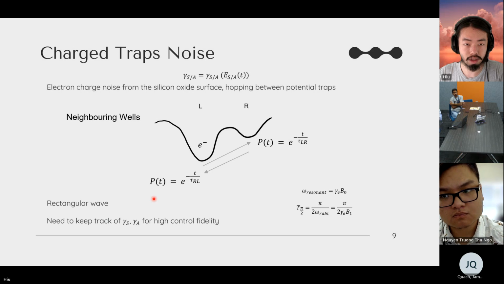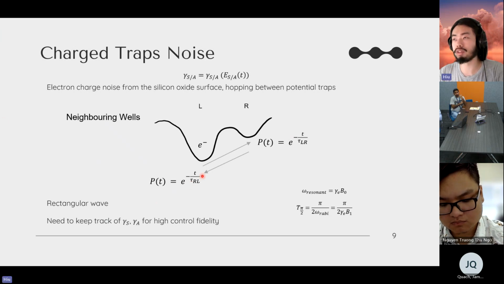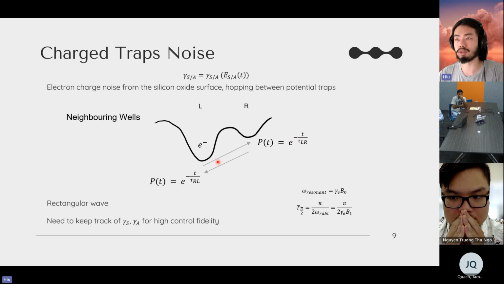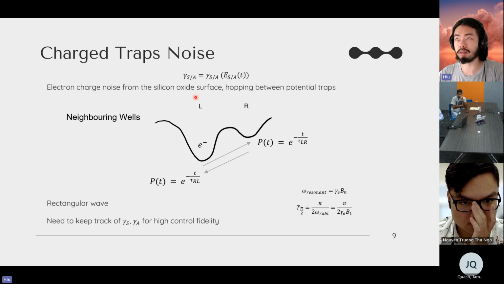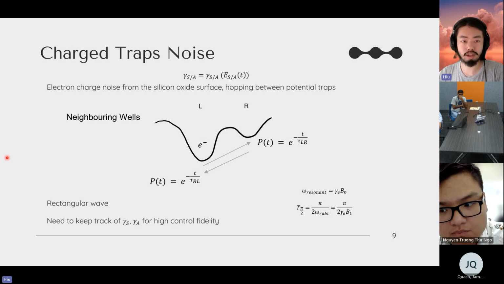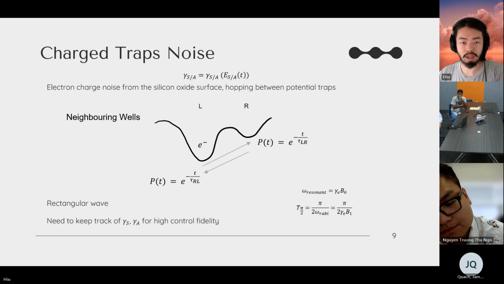What rectangular wave are you referring to? As in, over time, probably a lot of traps are surrounding the qubit, but if there's a single one hopping between the two wells, then you can see the noise on the gyromagnetic ratio as a rectangular wave. Right. Oh, okay. So somehow these potential wells introduce noise into the system, which can be modeled as rectangular waves. Yes. And that's underpinned by a double well system or something?